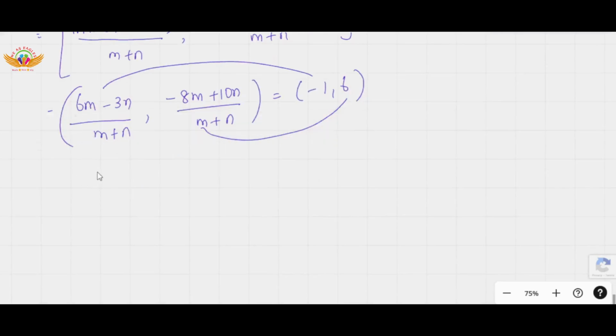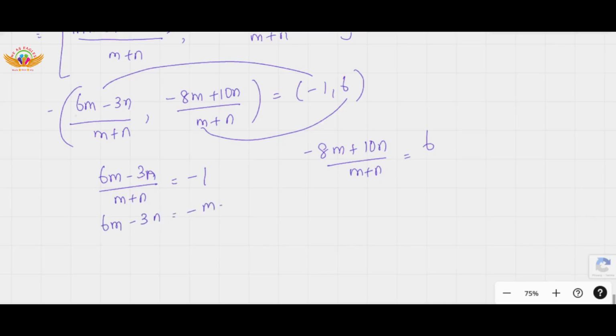6m minus 3n divided by m plus n is equal to minus 1. And on the other hand, 8m plus 10n divided by m plus n is equal to 6. Now do cross multiplication. 6m minus 3n will be equal to minus m minus n. Bring all the m terms on one side and all the n terms on the other side. Done. 7m equal to 2n.